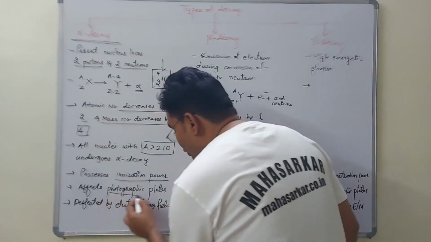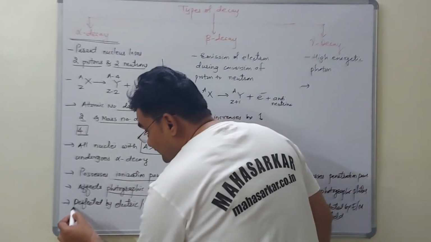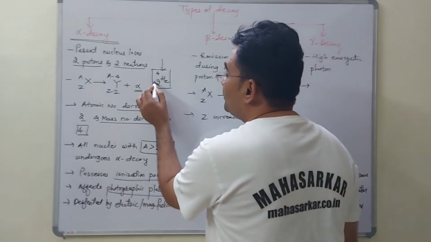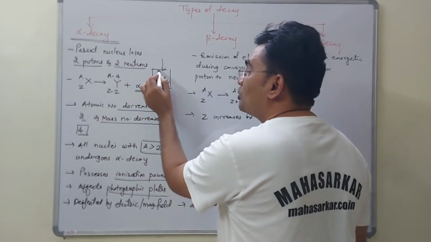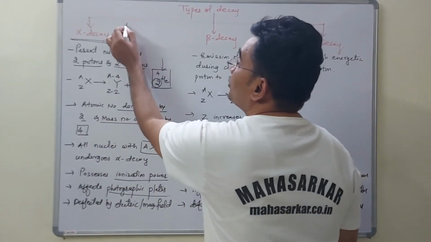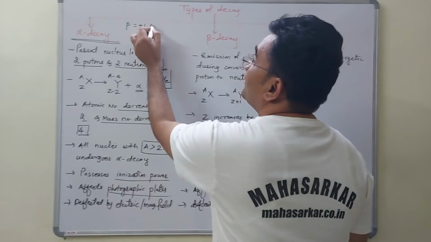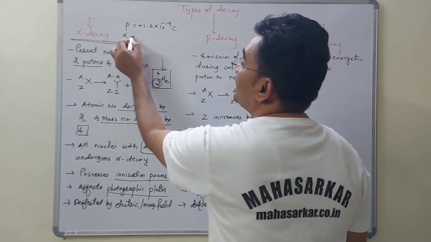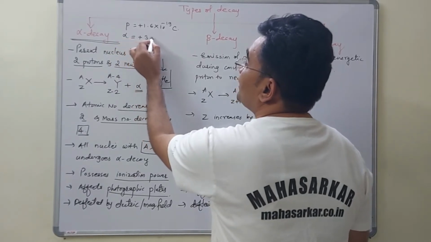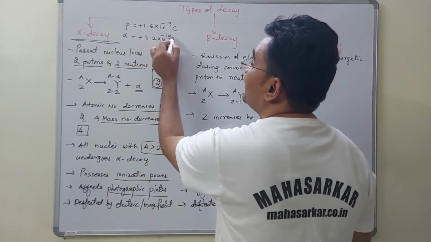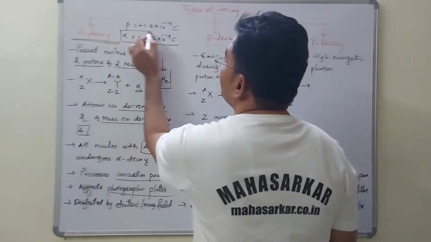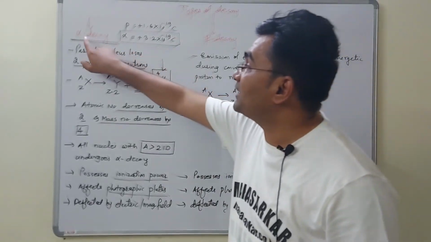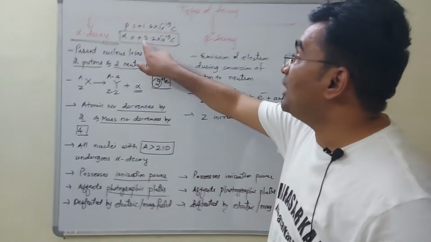They affect photographic plates, and as they are charged particles, what should be the charge on the alpha particle? See, 2 protons are there, so altogether 2 protons plus 2 neutrons. The charge on 1 proton is what? Plus 1.6 into 10 raised to minus 19 coulomb. So the total alpha particle will have charge plus 3.2 into 10 raised to minus 19 coulomb. Remember, this is the charge on the alpha particle. So they have positive charge.